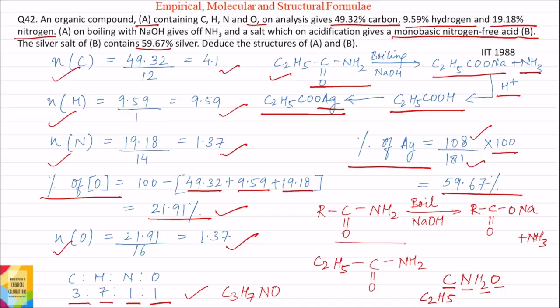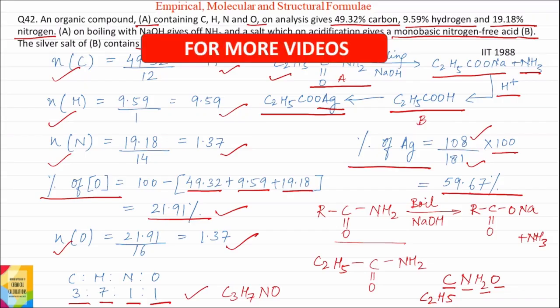So the empirical formula and the molecular formula of the compound are same, and A is C2H5CONH2, B is C2H5COOH, and this is the silver salt of B.